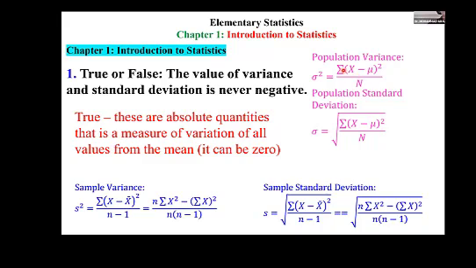So no matter what this is, when you square it becomes positive, and it's the summation of those, and so is n, the population size. The standard deviation is the same thing. You take a root. For a sample variance, you divide by n minus 1. So this is a true statement because these are all absolute quantities. That is a measure of variation of all values from the mean. It can be 0, by the way, which is ideal in some instances.